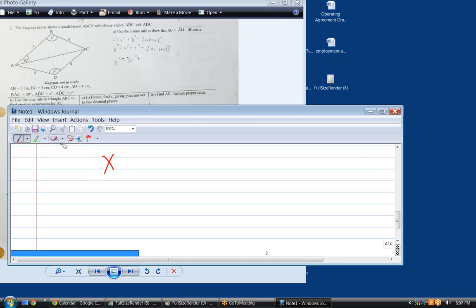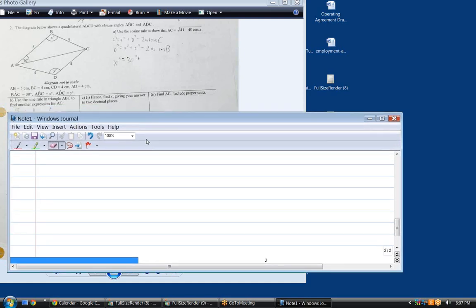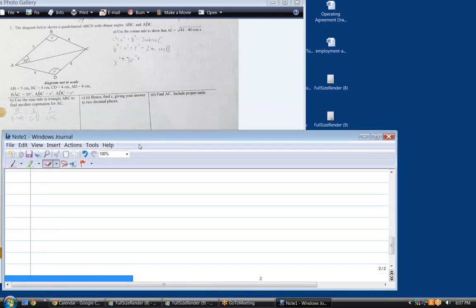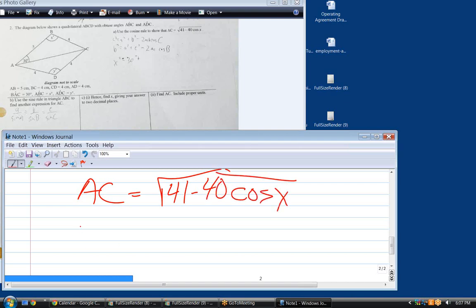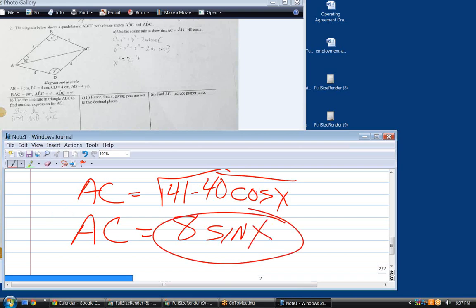But you see, when IB uses the word "hence," it means it wants you to use the previous answer. Oh, okay. The previous 2 answers, probably, right? Yes. All right. So would I then set them equal to each other? Yeah, we do. We have AC equals this from A, and we also have AC equals 8 sine of x. Yes. Okay, so since they're both AC, I'm going to set that equal to that.